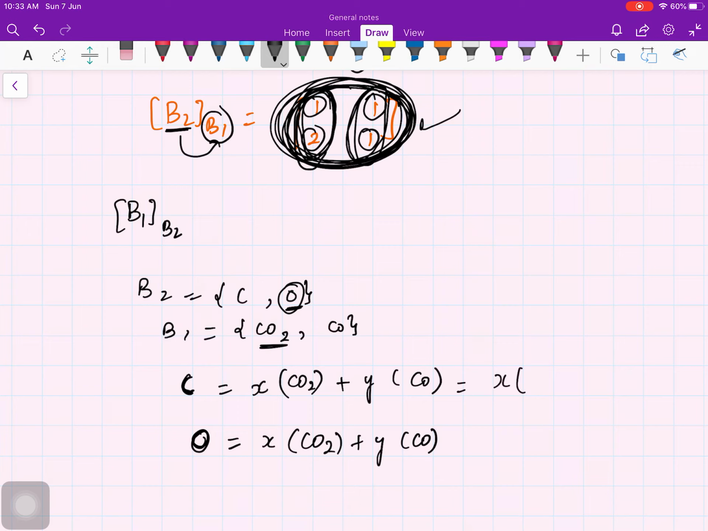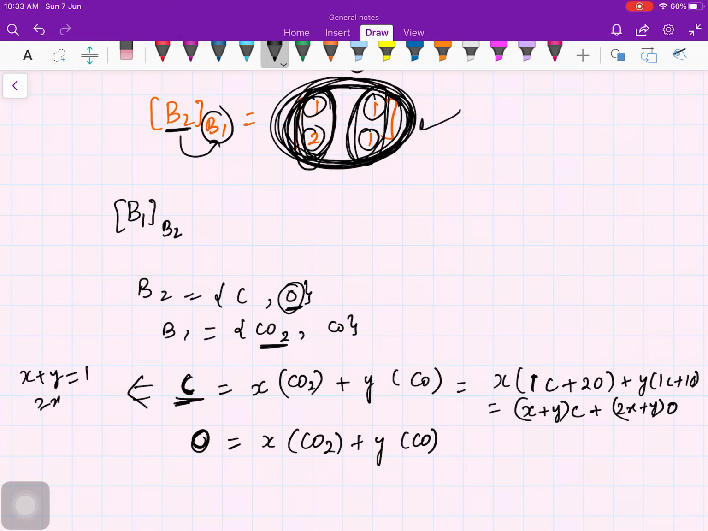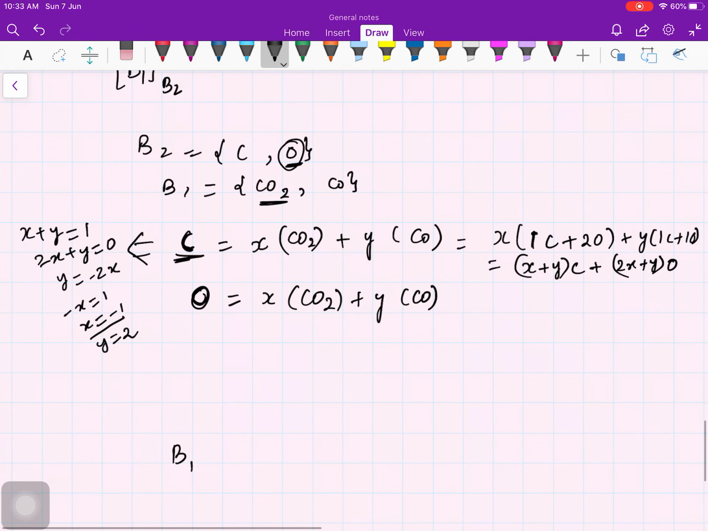So this is X into 1 carbon plus 2 oxygen plus Y into 1 carbon plus 1 oxygen. So here you have X plus Y carbon plus 2X plus Y oxygen, and on the left hand side you have 1 carbon. So X plus Y is equal to 1 and 2X plus Y is equal to 0, which gives Y is equal to minus 2X, which gives minus X is equal to 1. So X is minus 1 here and Y is 2, right? So your first column for this matrix B1 B2 is minus 1 and 2. Similarly, you compute the second column and you get 1 and minus 1.